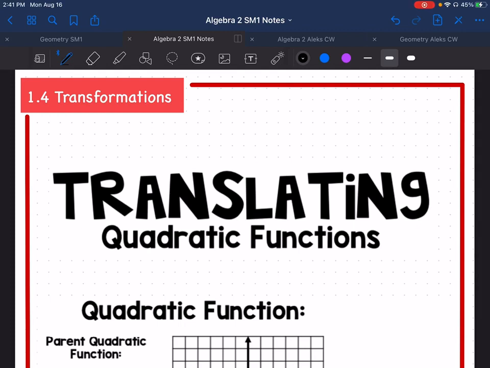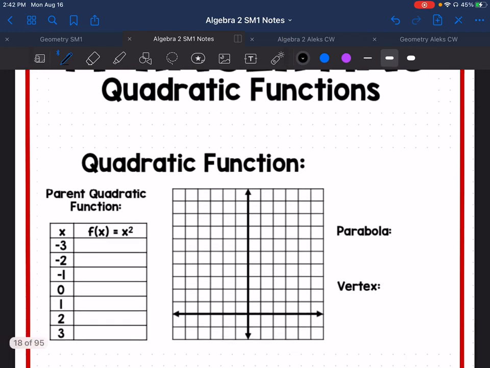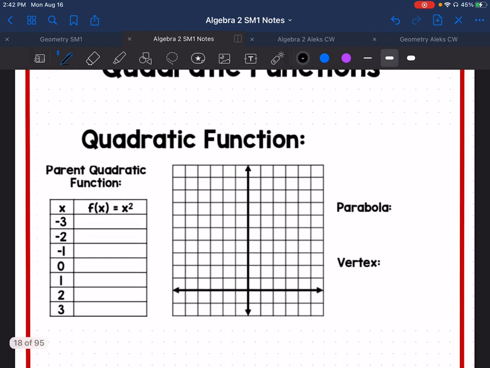Today's lesson is 1.4, transformations. We're going to go ahead and start with how to translate functions, and we're going to be using our quadratic parent function as a base. However, I can use this for any of my parent functions, including my linear, my square root, my absolute value, any of them, okay? So let's go ahead and take a look at our quadratic function.